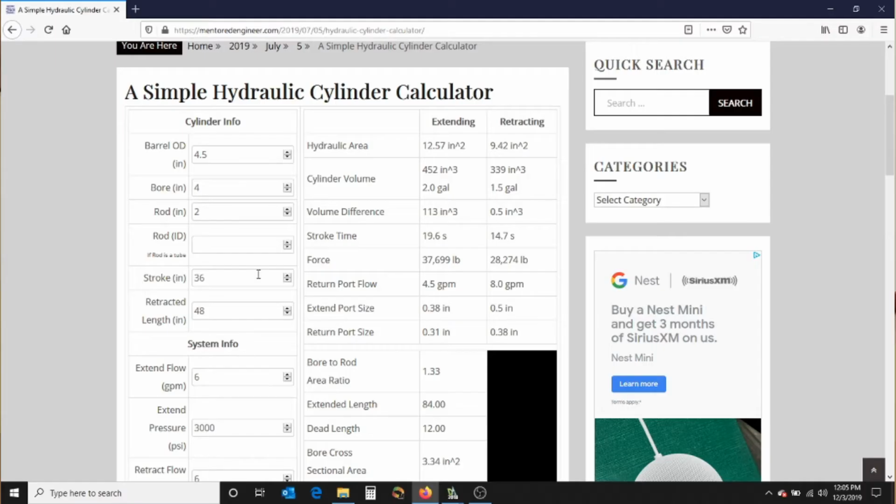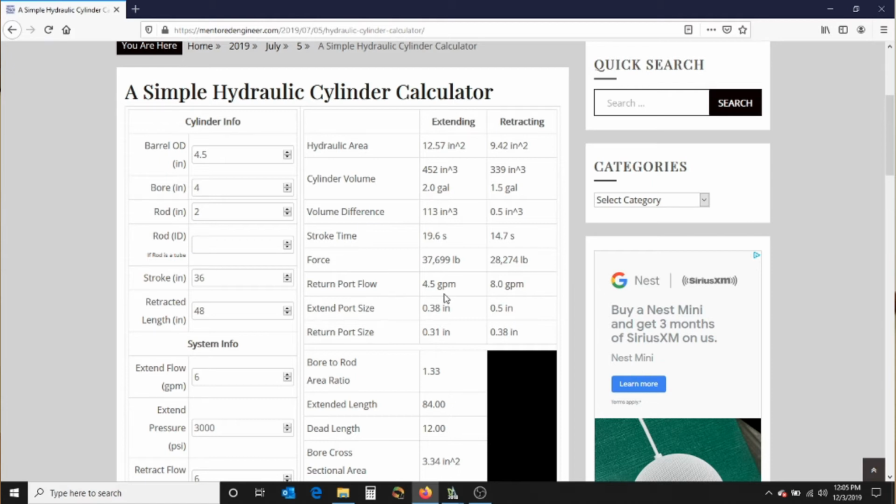simply because of that reason. Okay, so since we have the flow rate and the volume of the cylinders, we can also determine how long it's going to take to stroke that cylinder one complete stroke. So 20 seconds out and 15 seconds back. So that may be something that we would want to adjust. Here tells us how much force we can put out, both extending and retracting at that pressure.